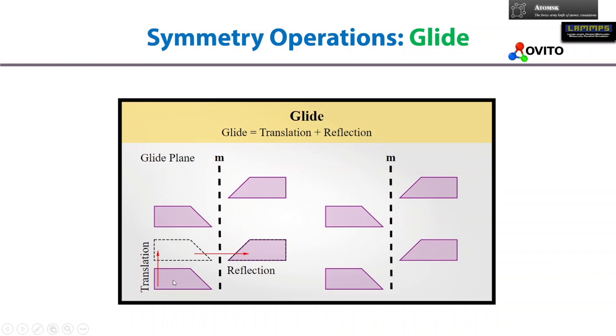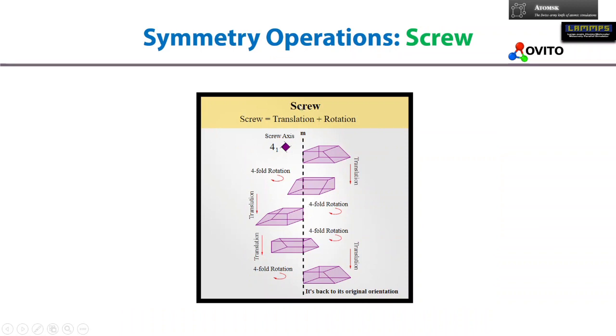First, you need to translate it along the upper axis, this axis. After translating it, then you need to reflect it. So after performing two operations, you find this structure. Okay, so this is called glide, where you have to use both symmetric operations, translation and reflection, to repeat a particular structure or orientation.